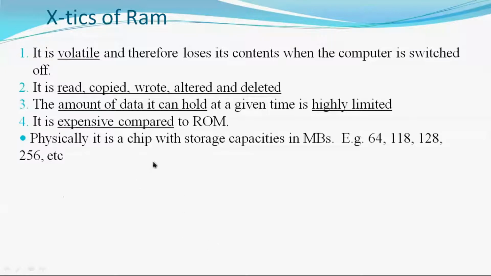Then we also have to know that RAM is expensive compared to ROM. So the ROM is cheaper. The RAM is expensive compared to the ROM, the read-only memory. We are going to look at the ROM. Don't worry about that, okay?